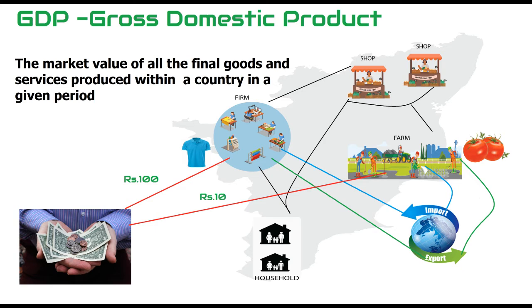The market value of all the final goods and services produced within a country in a given period. A given period means that normally GDP is calculated on a yearly, quarterly or half-yearly basis. Those are the main three periods which countries normally use. All the terms we discussed in this definition, we find in the example too. See, the market value we found. All the final goods and services: final means the one which we are selling to the market. Now let's look at the GDP formula.